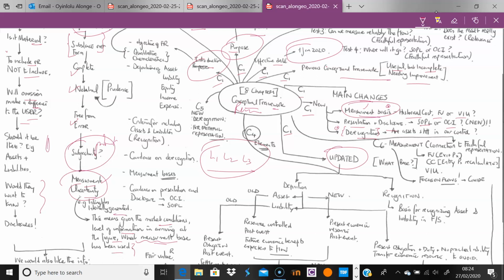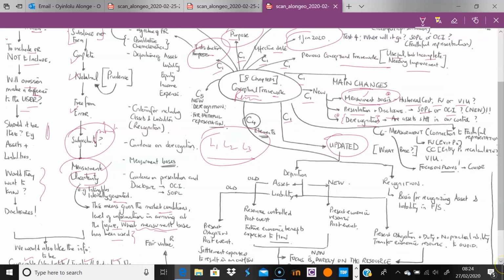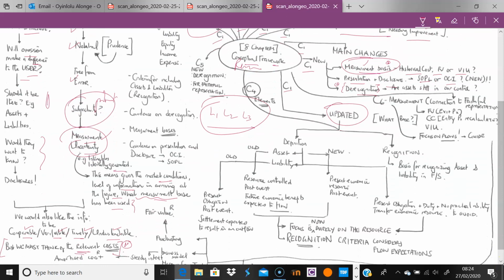We look at the new definitions of assets and liabilities. What is big here? So critical. On the old syllabus, on the old standard, on the old framework, we defined assets as a resource controlled, a past event, and future economic benefit expected to flow.